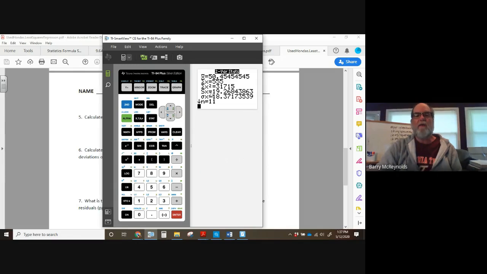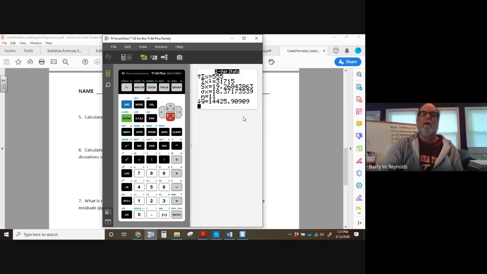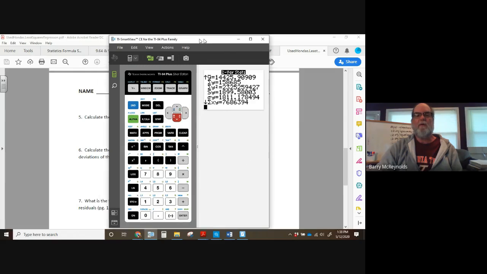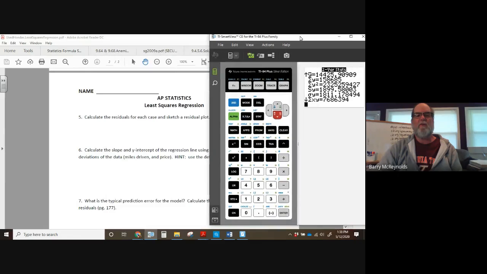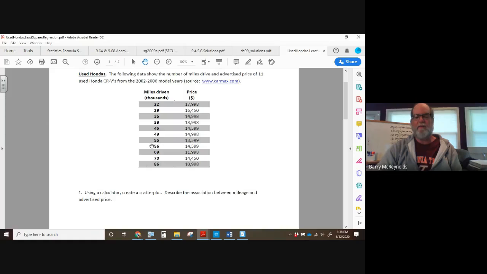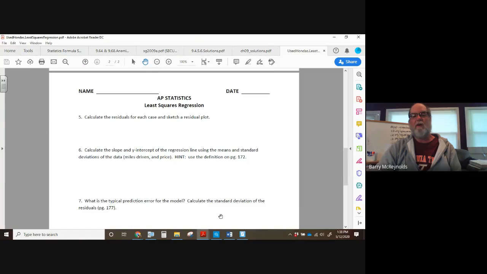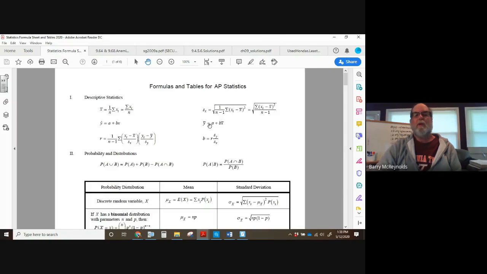And then if you scroll down, notice here on your screen, you've got a downward arrow. If you'll just push the down arrow button, you'll scroll till you get Y bar and SY. And so what I would do if I were working through a problem like this, I would just go over here and write those values, because now for question 6, all you have to do is plug those in here and calculate A and B.